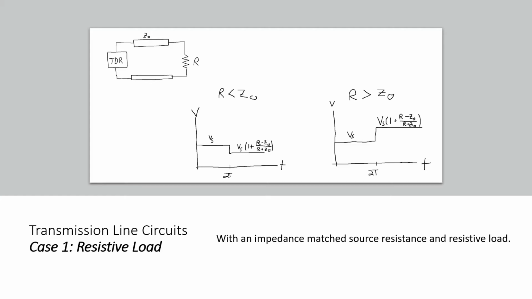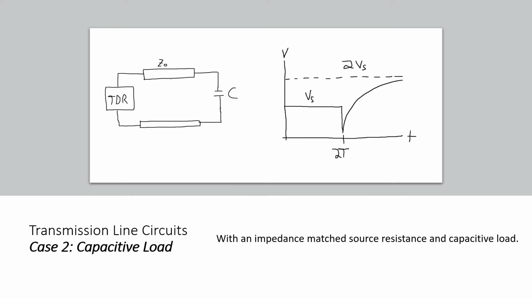For both cases, the TDR is going to start out reading the voltage source value, but at time 2t, when the reflection propagates back, whether the voltage goes up or down is going to be based on whether the resistance is less than or greater than the impedance of the transmission line. If it's less than, you're going to get a negative reflection coefficient, lowering your voltage. And if you have a greater resistance, you're going to increase your voltage. The maxes for either of these are going to be 0 volts for the less than, or 2 times the voltage source for the greater than, based off of our short and open scenarios.